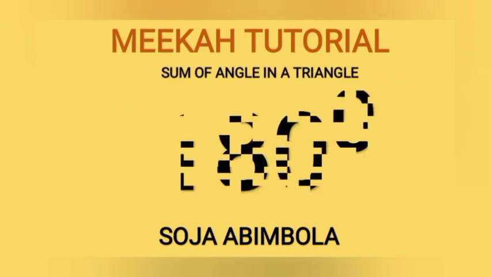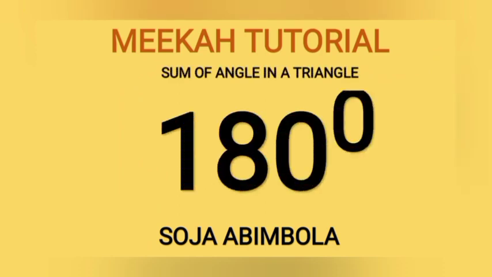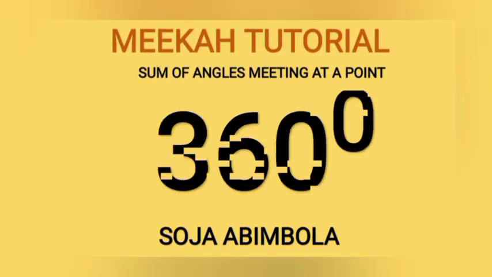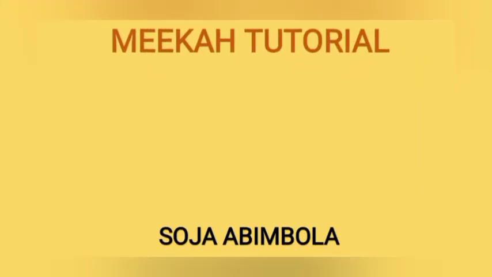The sum of angles in a triangle is 180 degrees. The sum of angles at a point is 360 degrees.